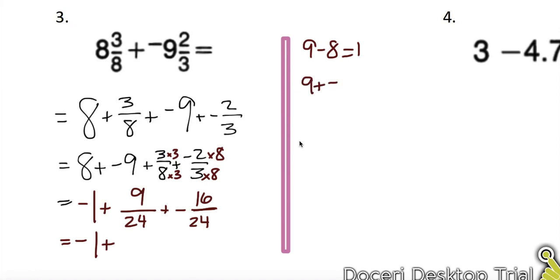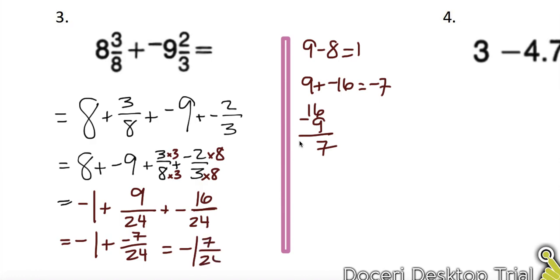9 plus negative 16, which they are different, so I'm going to take 16 minus 9 to give me 7, but it's going to be negative 7. So I have negative 1 plus negative 7 over 24, which gives me negative 1. Since they're the same signs, I just add them together, negative 1 and 7 over 24.